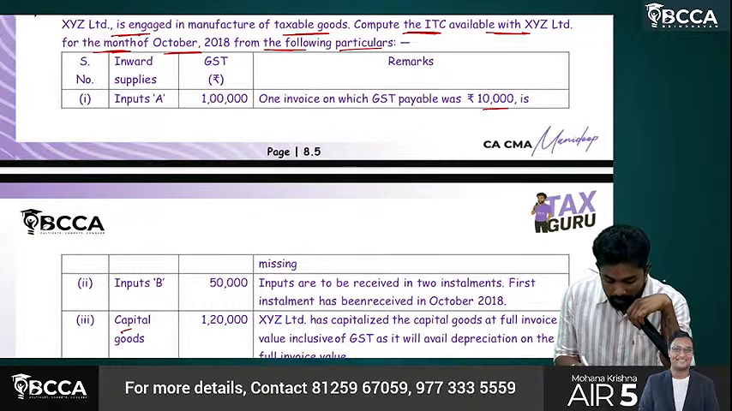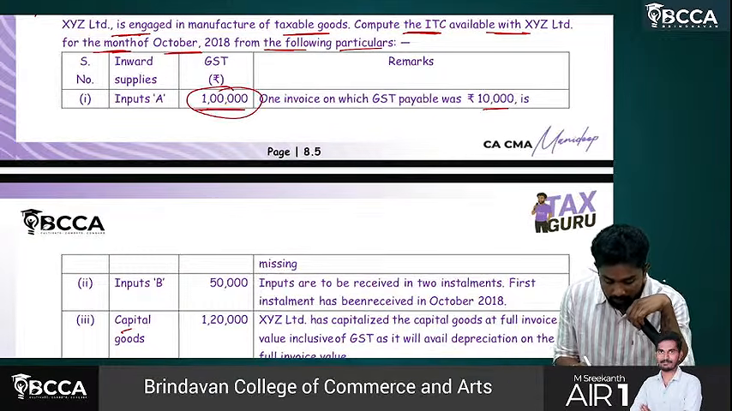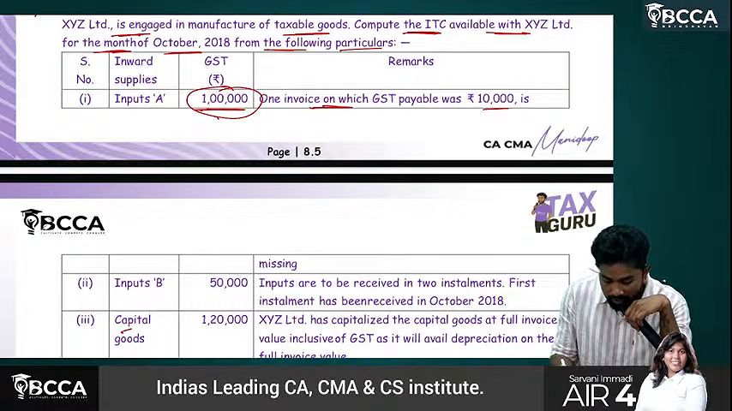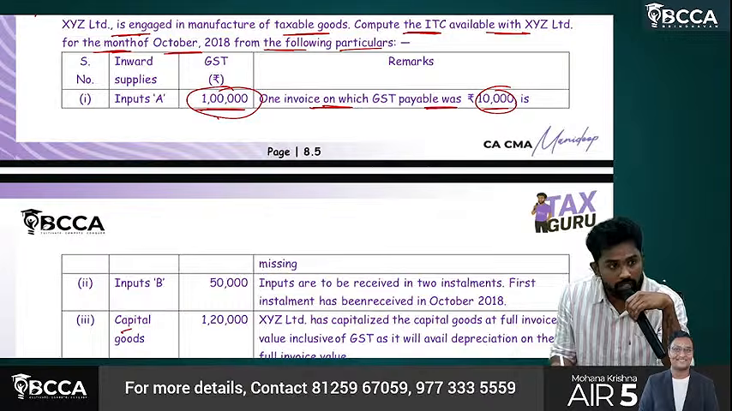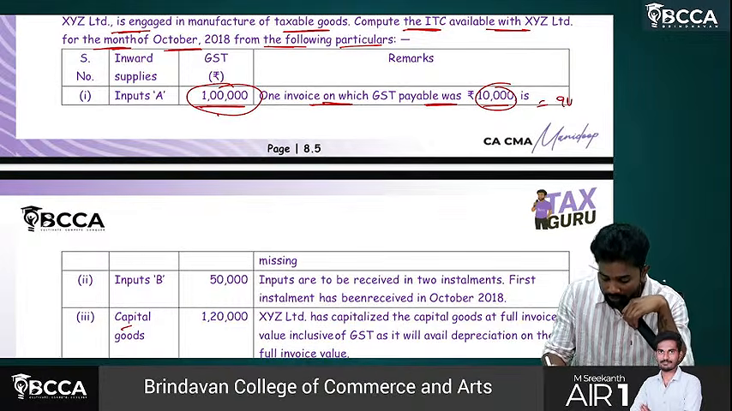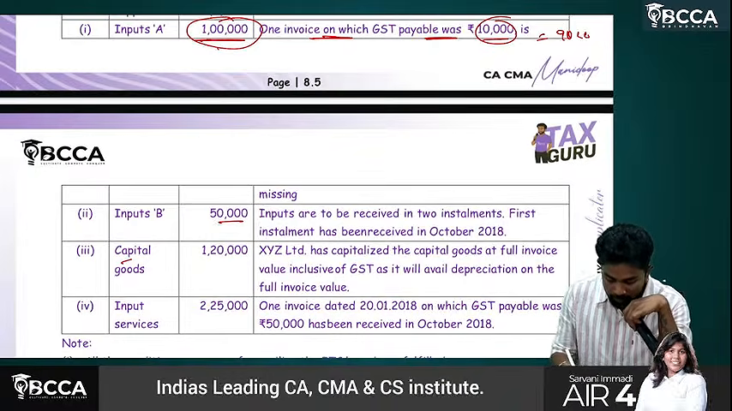What? Input A, 1 lakh. Okay, on the GST how much, sir? 1 lakh. But what happened? One invoice on GST payable 10,000 was missing. So the 10,000 you cannot avail. How much you can avail? 90,000. Then input B. Inputs are to be received in 2 installments.